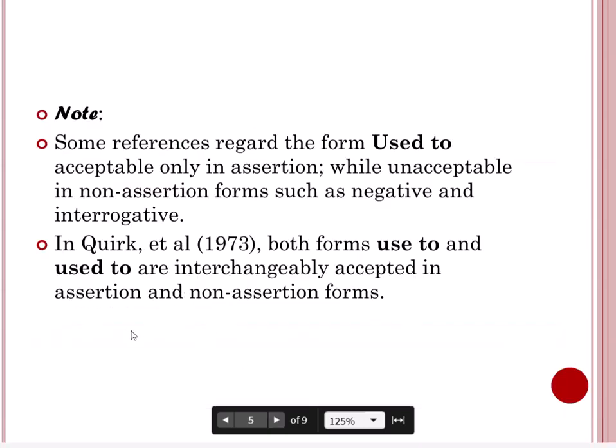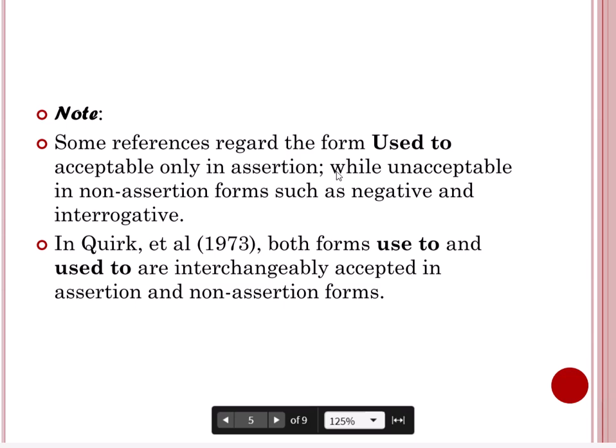This is a note that is mentioned in the book. It says that in Quirk, in your course book, we can use used to and use to. Both can be employed interchangeably. It means that both are accepted, both are functional in terms of non-assertion forms, questions and negation. So it's possible to use the do construction, and when you add the do construction, you may delete this ed from the verb, or you may not, and both are accepted.